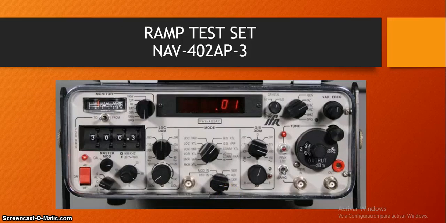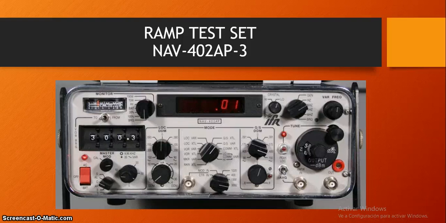Recognition of the RAP test board. Well, the system board is made of five main components: the sub-carrier antenna, the carrier antenna on the working range 108 to 117.95 megahertz, and the identifier. This element provides the signal in Morse code, the variable signal, and the reference signal.